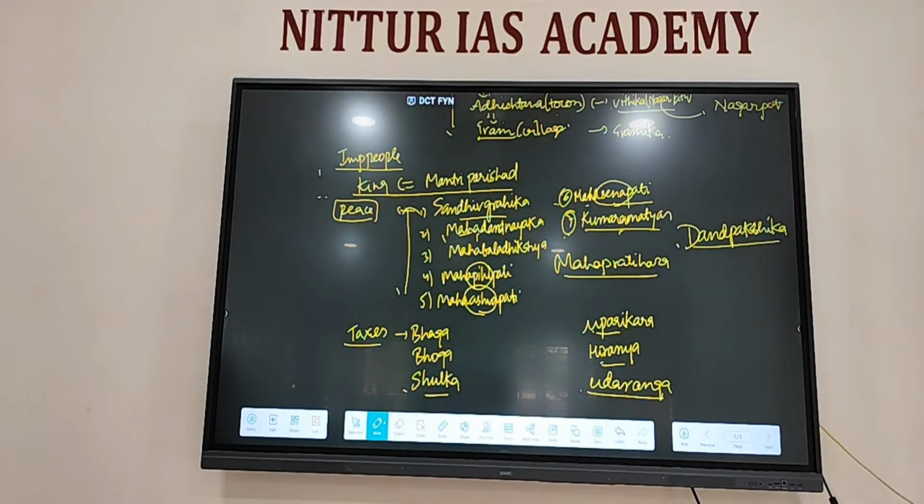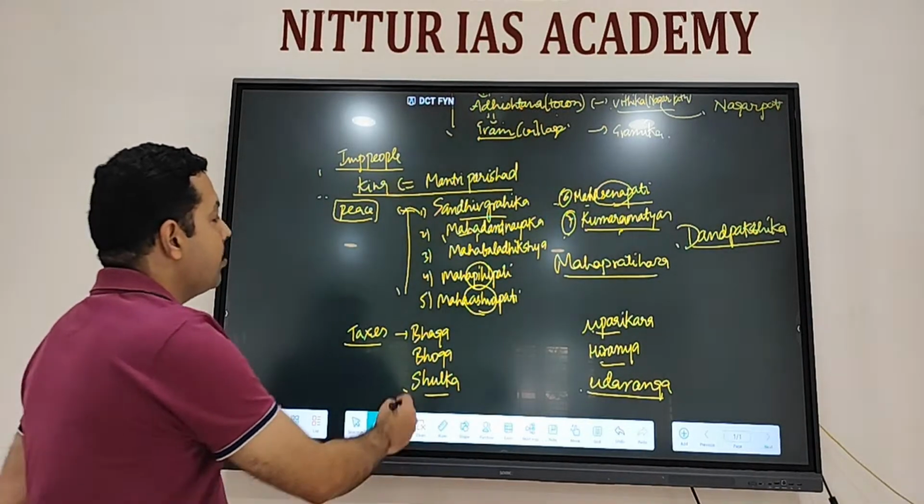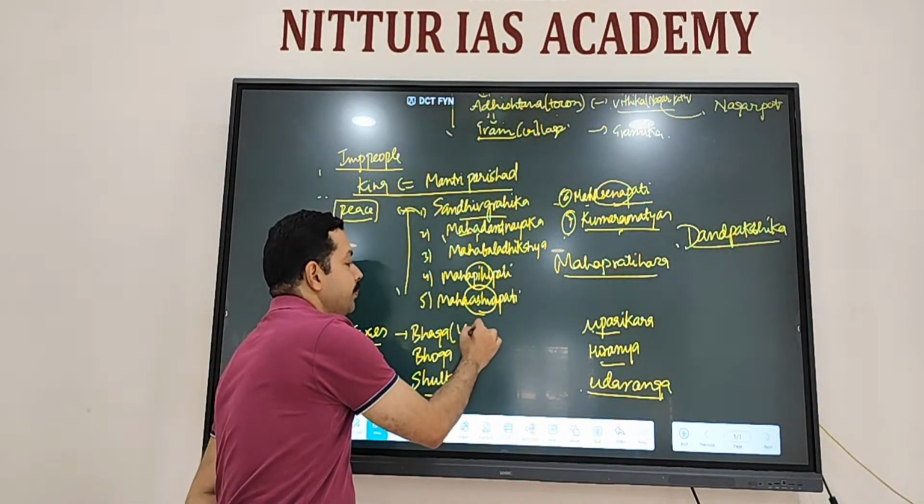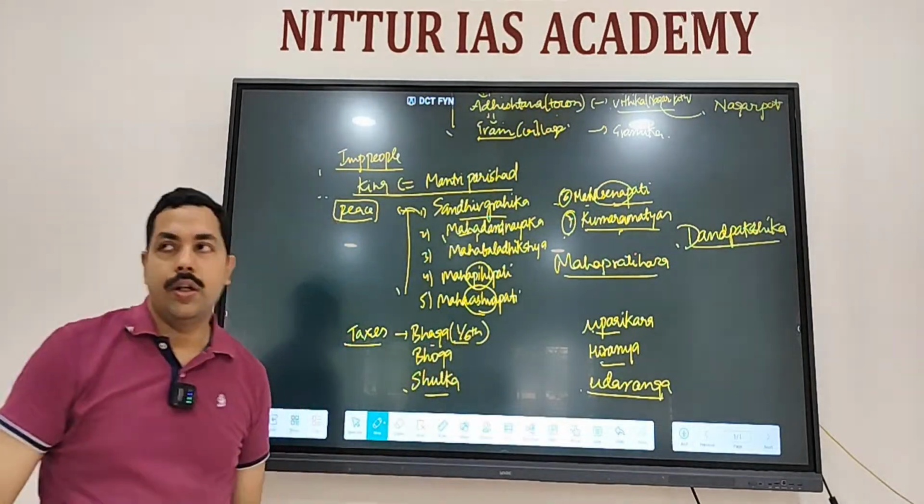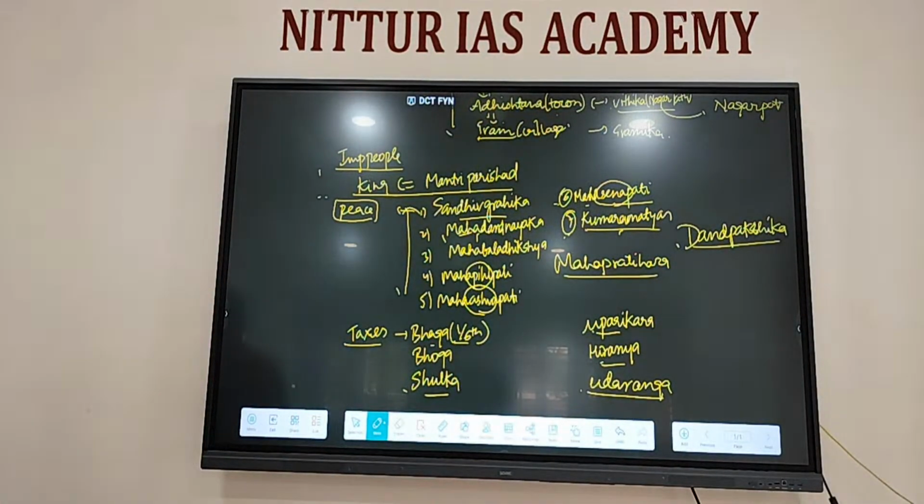Bhag: you write down what exactly is Bhag. First we write down Bhag: king's share in agriculture produce. In bracket you write 1/6. King's share in agriculture produce, 1/6 of agriculture produce.